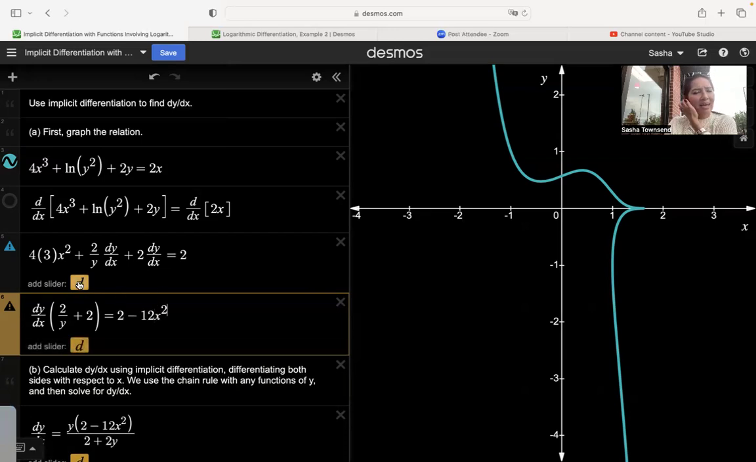And it keeps asking me to add a slider for d, thinking that d is a variable, but of course I'm just using that for the differentiation operation. It's a little sunny out here, so I'm going to put my shades on.